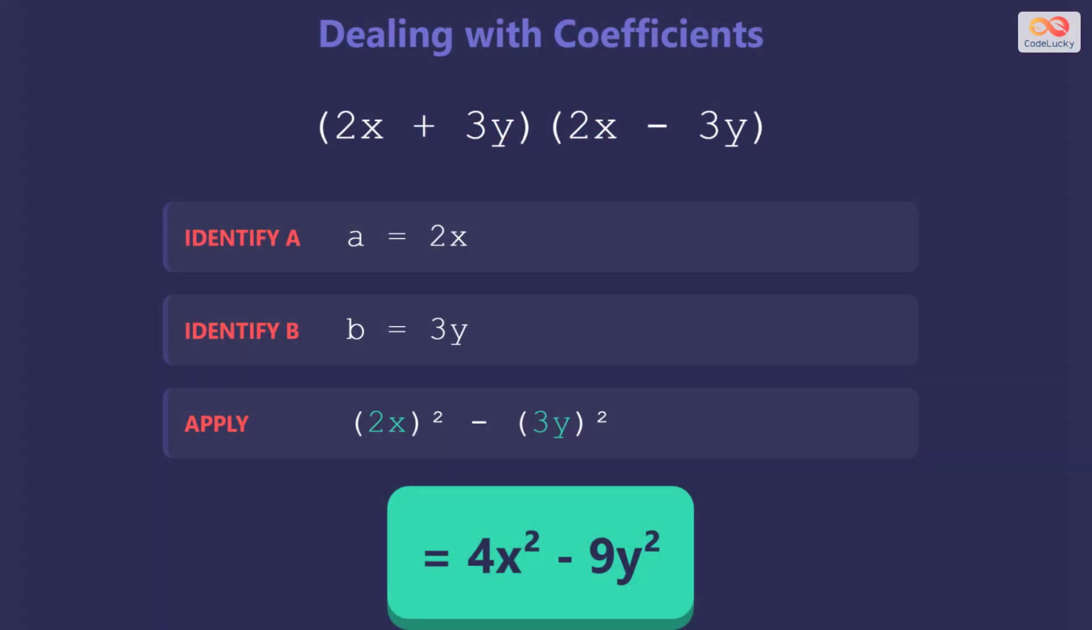Things get a little more interesting with coefficients. Consider 2x plus 3y times 2x minus 3y. Our first term, a, is 2x. And our second term, b, is 3y. We must square the entire term. 2x squared becomes 4x squared, and 3y squared becomes 9y squared. The final result is 4x squared minus 9y squared.